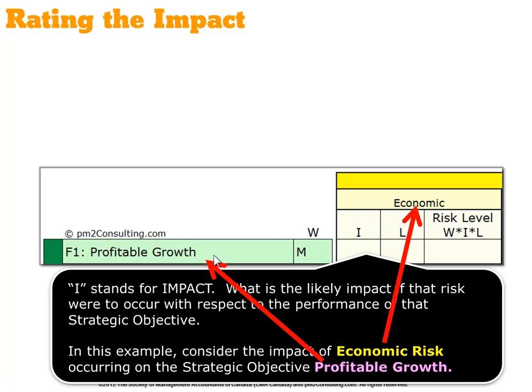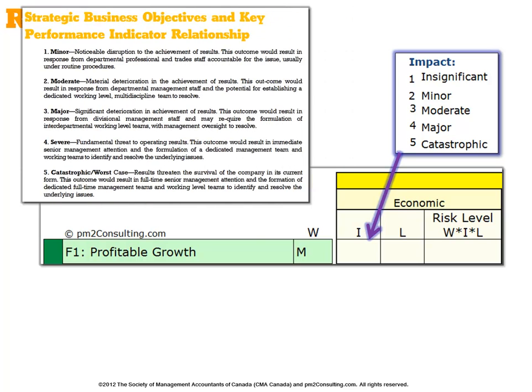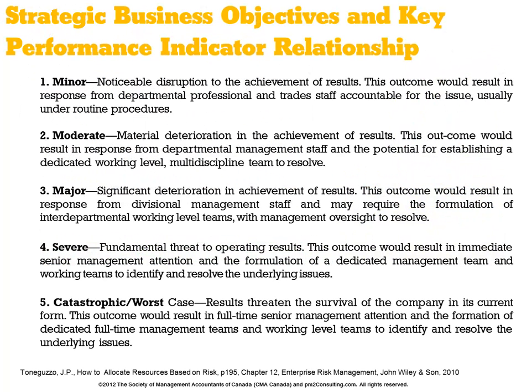We're going to use a scale of 1 to 5, which is a standard risk framework, where 1 represents an insignificant impact, all the way up to 5 being catastrophic. Now, there are many definitions of what this scale looks like. The most common one comes out of ISO 31000, and the framework describes it as follows: minor, which is a noticeable disruption; moderate is a material deterioration in results; major is a significant deterioration; severe is a fundamental threat to operating results; and catastrophic is threatening the survival of the organization.